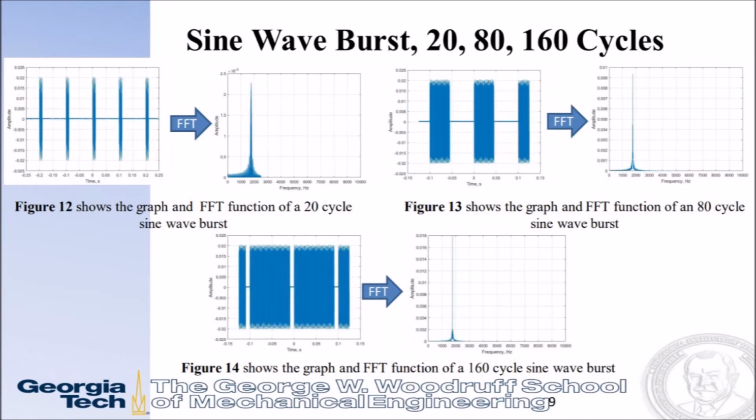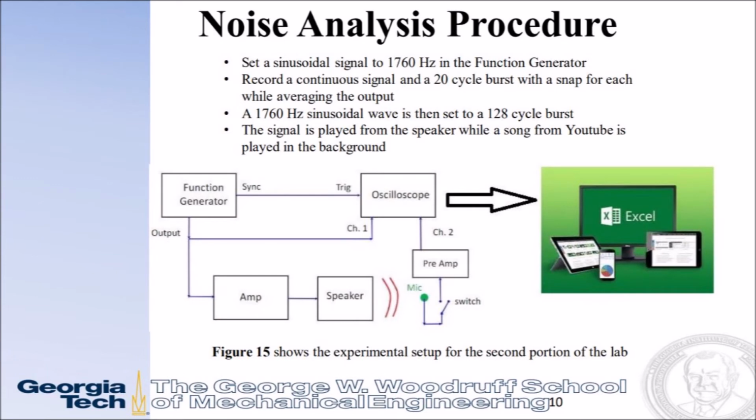The sine wave burst once again reinforces our previous conclusion. As the cycle number increases, the Fourier transform becomes sharper and sharper until it finally approaches a straight line. So that concludes part 1 of the lab.